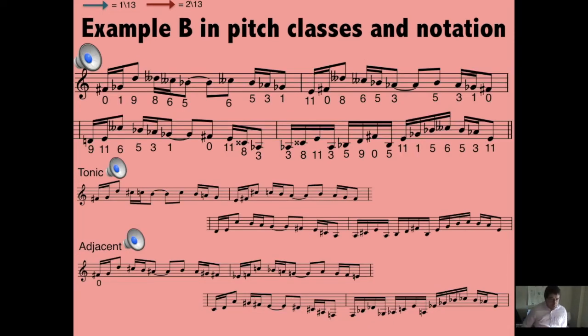So example B has a lot more information, and we're also in a weird mode. I picked this sort of mode here that starts, well, it would have 1, 2, 2, 1, 2, 2, 1, 2. So it starts with a 1 here on F sharp. So here, let me play it again for you, the pattern. Okay, now let me play the 12 EDO tonic version.